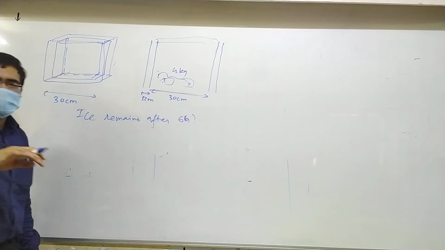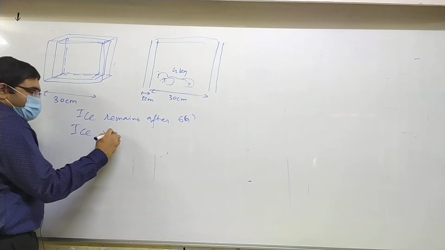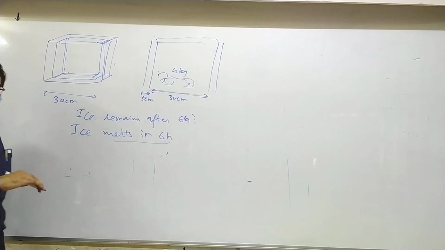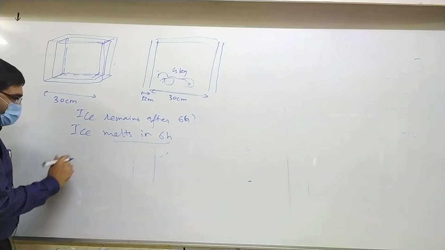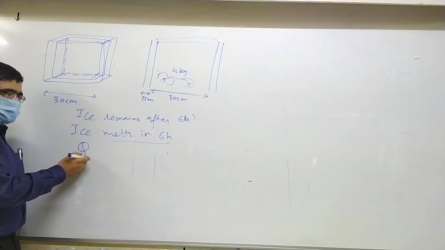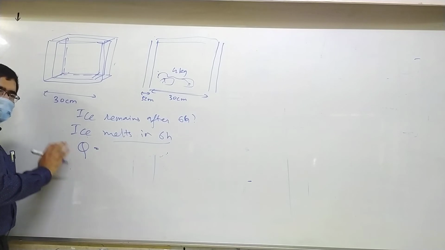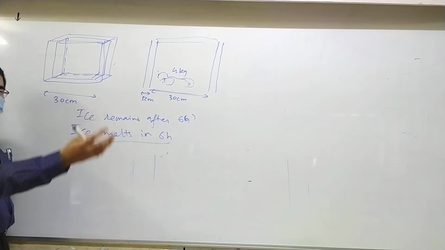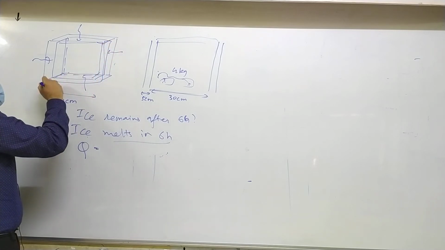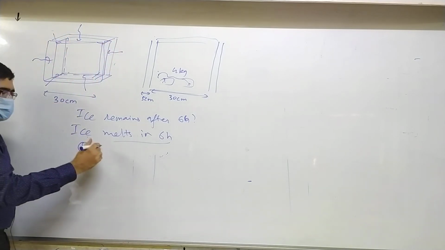So instead we are going to do the opposite. We will find out how much ice melts in 6 hours, because for that we can use a simple formula. If you find out how much heat is transferred from outside to inside, obviously in summer the outside is very hot, so heat will come inside from all directions. Okay, so Q equal to mL.